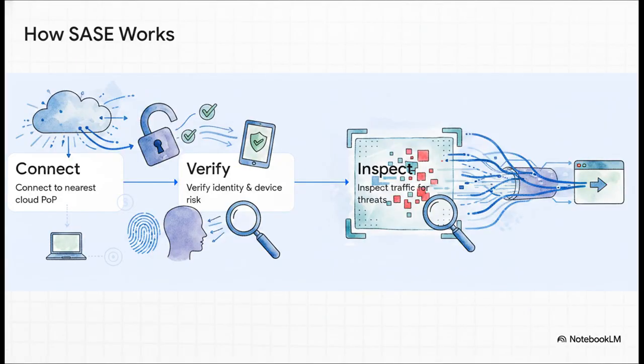Let's actually walk through exactly how that journey works in practice. Picture it like a personal airport security checkpoint that just travels with you. Step 1. The user automatically connects to the nearest cloud point of presence, or POP. Step 2, the system instantly verifies exactly who the user is and double-checks if their device is safe and updated. Step 3, the traffic is actively inspected for threats or policy breaches. It's almost like an X-ray machine for your data. And finally, Step 4, the user is securely routed straight to the specific application they need. It's safe, it's incredibly fast, and it's completely invisible to the user.